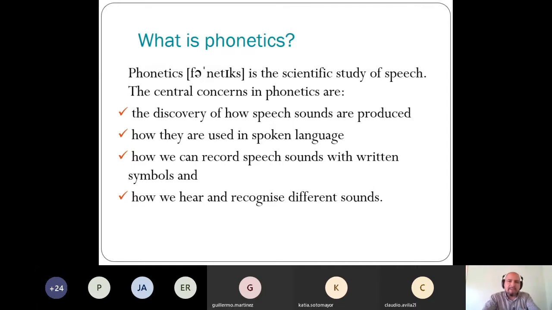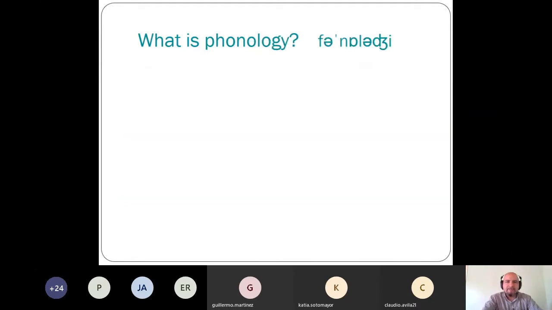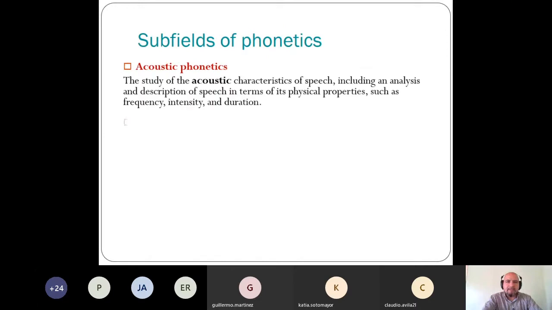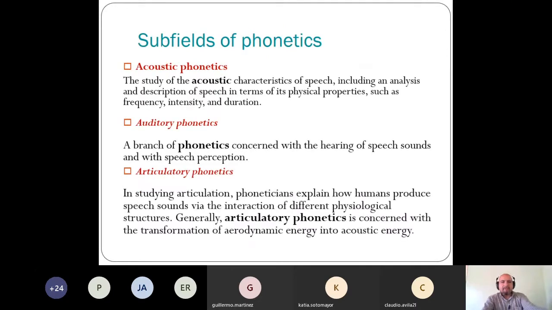Phonetics is subdivided into 3 branches, or subfields: articulatory phonetics, acoustic phonetics, and auditory phonetics. If you're looking at the PowerPoint presentation, at the slide that says subfields of phonetics, I'm going to ask one of you to read this. Let's see. Felipe Ibanez is not able to.